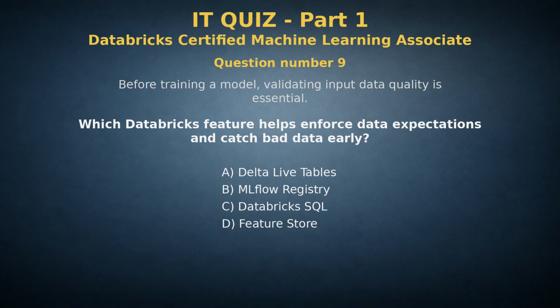A. Delta Live Tables. B. MLflow Registry. C. Databricks SQL. D. Feature Store. The answer for question 9 is A. Delta Live Tables. Delta Live Tables enforces data quality rules and expectations during pipeline execution, helping detect and handle bad data early.